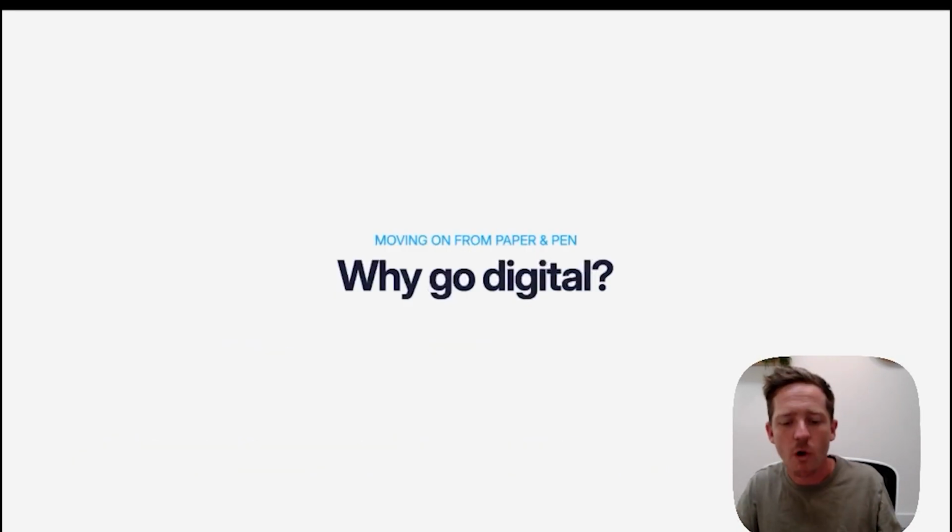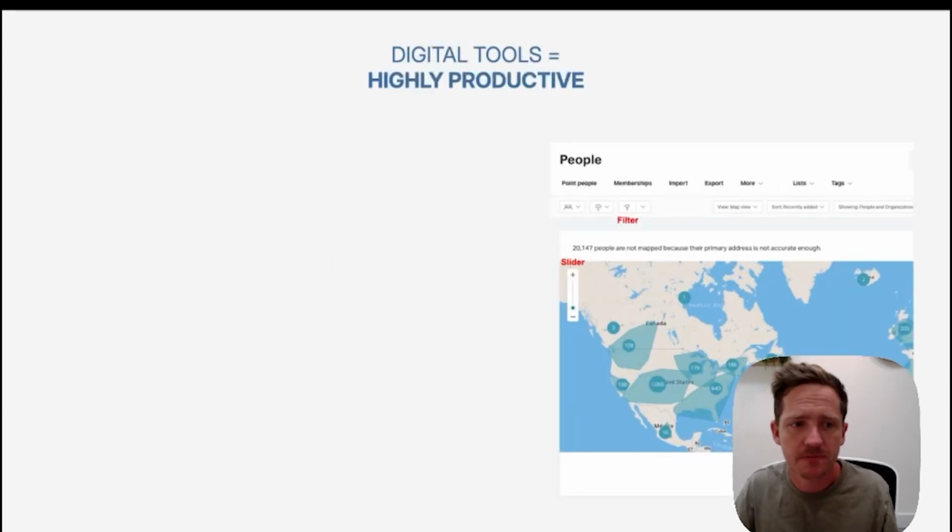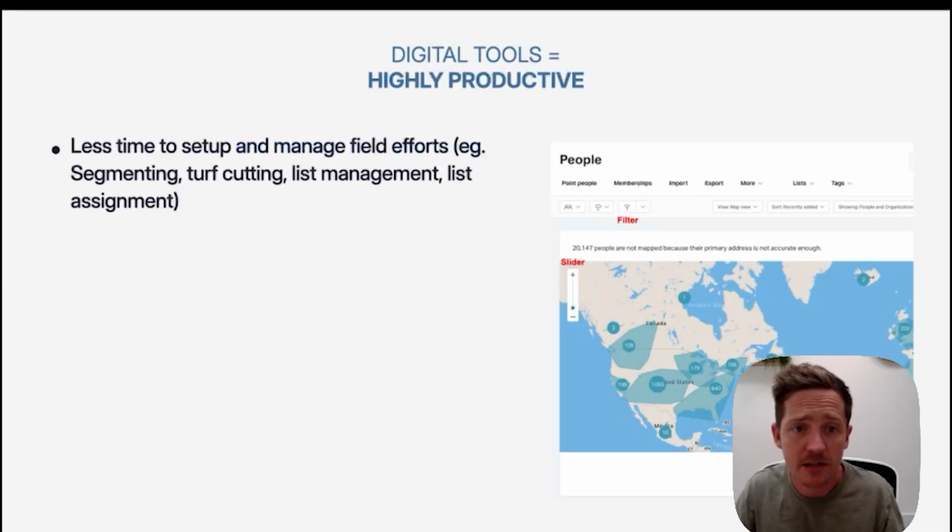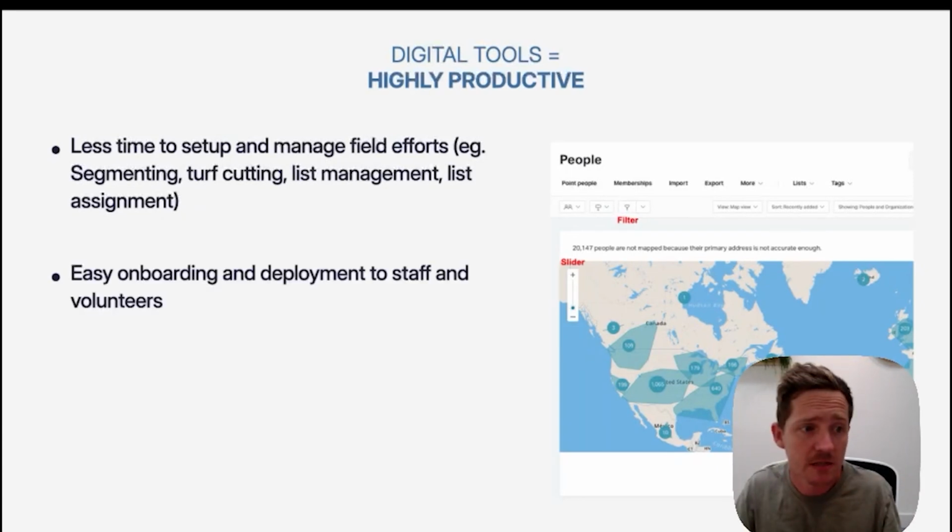So then the question becomes, why go digital? Why not just use pen and paper? We think that these tools, like FieldEdge, are highly productive. So you spend less time setting up and managing field efforts. You can use NationBuilder to segment, turf cut, list management, assign those lists. You can really onboard people very fast and deploy it to staff and volunteers just by sending out an SMS or an email. They can download the app, log in themselves. They don't need to have a printed list. You don't need to meet somewhere, etc.